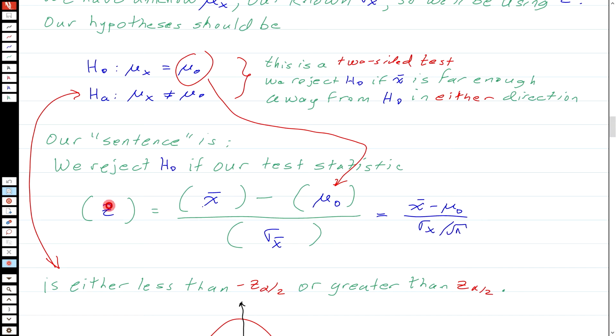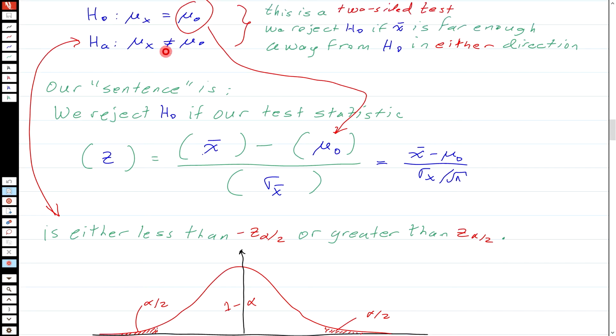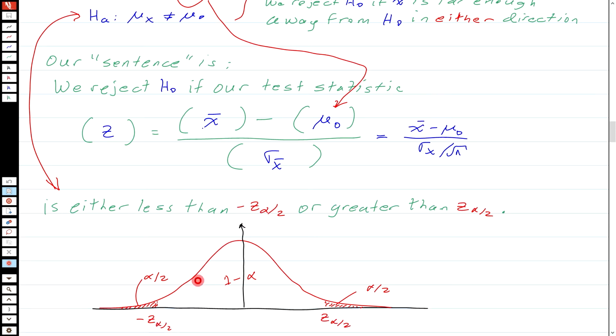So this test statistic becomes x bar minus mu naught over sigma x over root n. And we're going to reject this if our test statistic is either less than minus z alpha by 2 or greater than plus z alpha by 2. So this not equals means we look in both directions: less than a negative value or greater than a positive value. And these values are now evaluated at alpha by 2, so that the area between them altogether is 1 minus alpha.